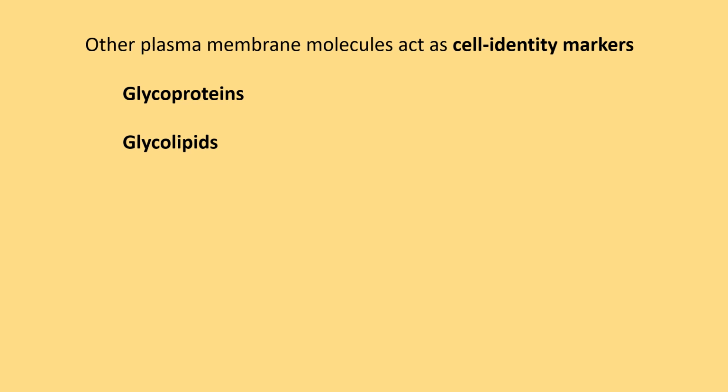Other plasma membrane proteins function as cell identity markers, and these are two examples of those quote hybrid molecules I referred to earlier. Again, hybrid molecule is definitely not a technical term. I just think it's helpful for students to understand that these molecules can be a mixture of different biological molecules. So glycoproteins are part sugar, part protein. Glycolipids are part sugar, part lipid. Maybe a better way to say that is they're part carbohydrate, part protein, and part carbohydrate, part lipid.